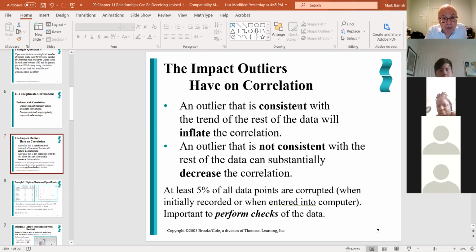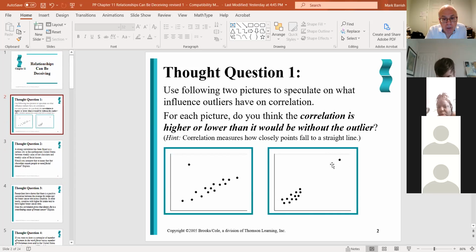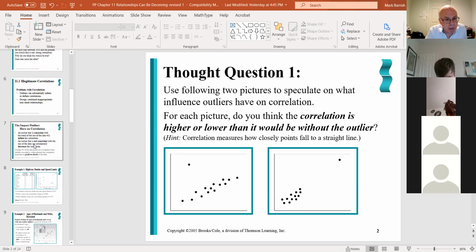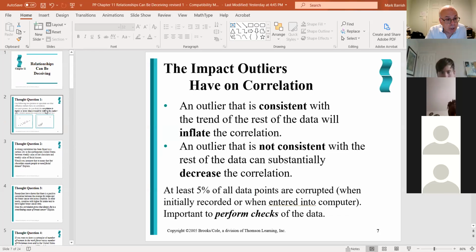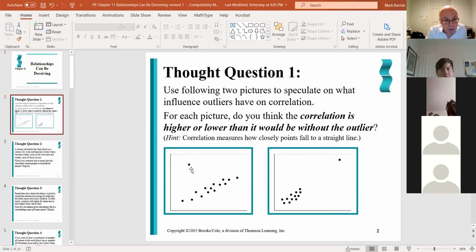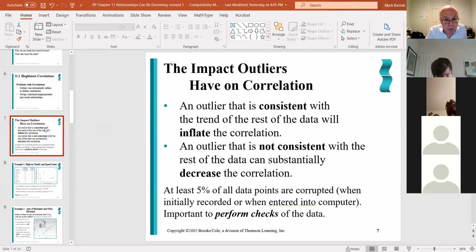All right, an outlier that is consistent with the trend of the rest of the data will increase the correlation, inflate it. So that example we saw before, if we go back to it, this one here, you would think maybe an increase in the correlation, possible. That's what they're talking about there, the first example here. And then an outlier that is not consistent with the rest of the data can substantially decrease the correlation. And that was that first case here, this one right here. It certainly is not consistent with the other ones. So we expect a significant decrease in correlation, certainly for that one. All right, so that's what they're talking about here.